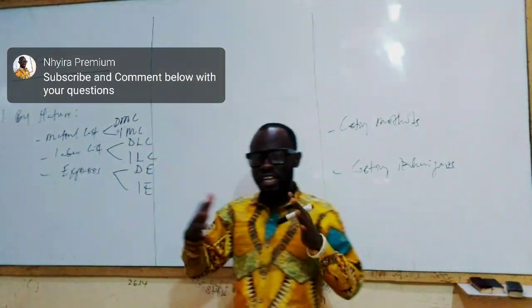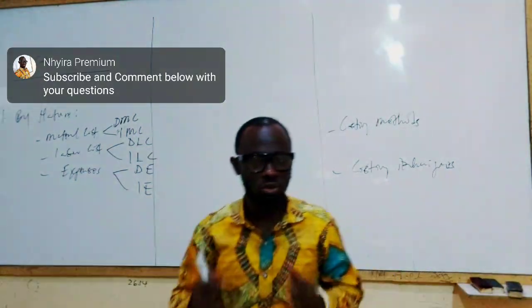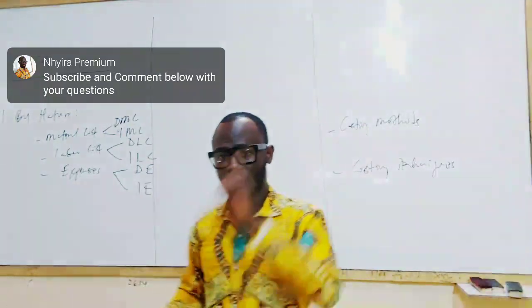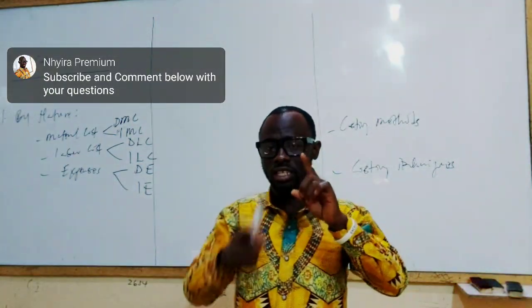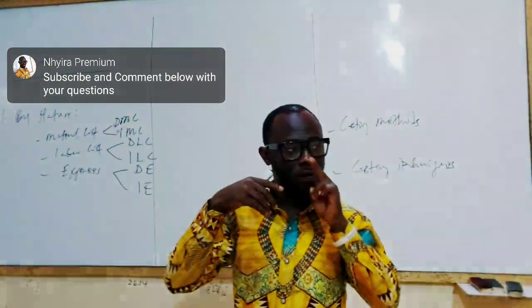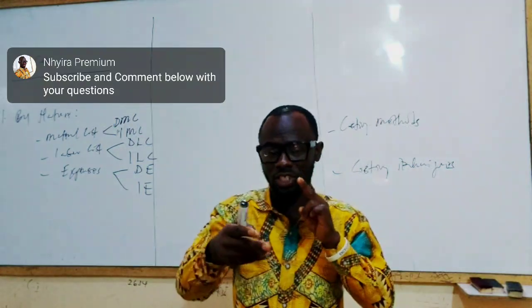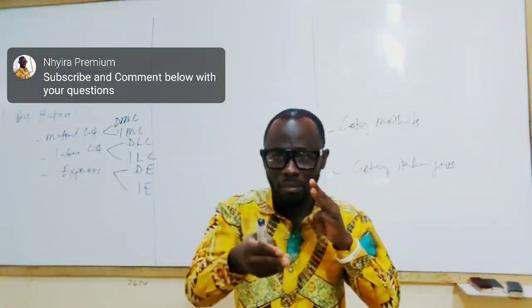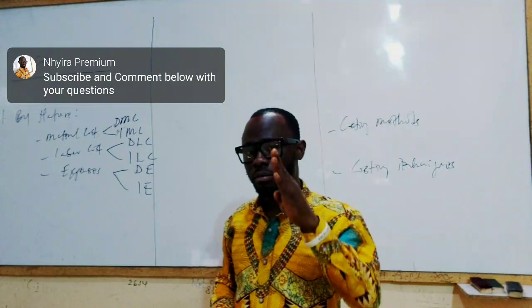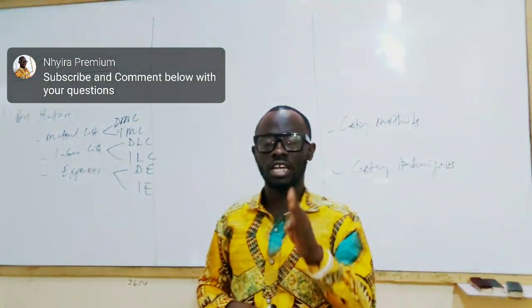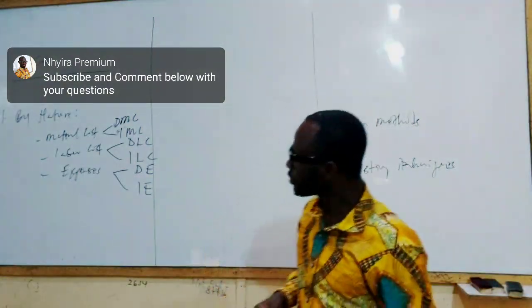So these are the differences you must understand between what? Direct cost, indirect cost. Number one is traceability. Number two is what? Their summation. Number three is controllability. And then number four is the percentage of the total cost that these two have.